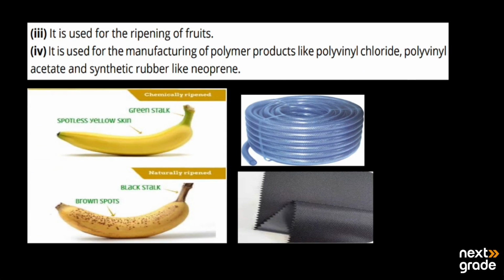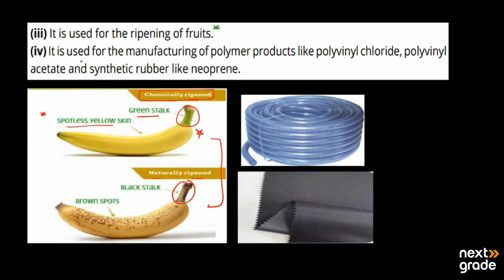The third use is that it is used for the ripening of fruit. In this picture you can see the spotless yellow skin of this banana, and its stalk is green in color. This is chemically ripened. When we use any chemical, or we use acetylene, we can have artificial ripening of the fruits. And the second one is naturally ripened, in which the stalk is black and there are brown spots on the banana. This is the difference when we use different chemicals for the ripening of fruit. So here we can use the alkynes.